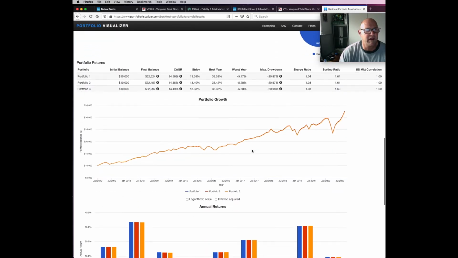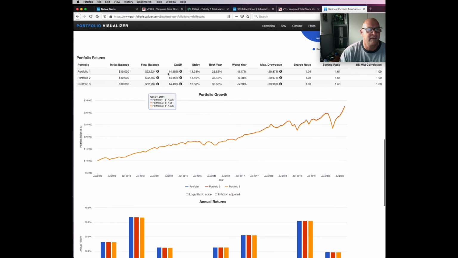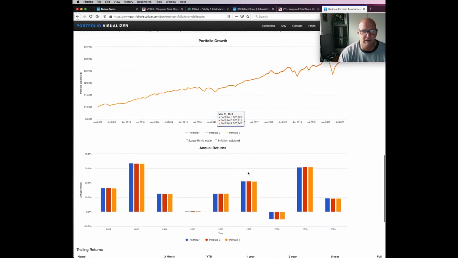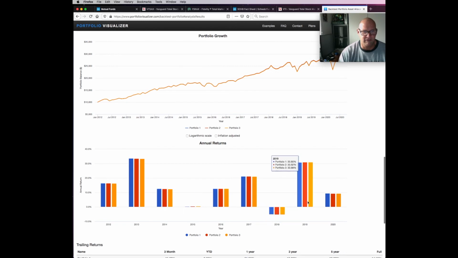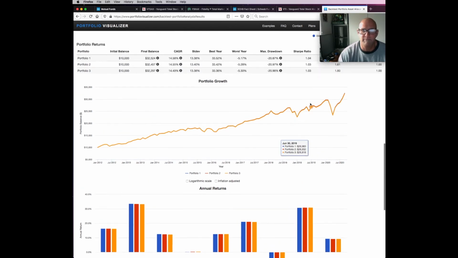Okay, so if we come down here, you guys, look at that. The difference between the three of them. Now, each one may vary just a small amount, but here's the thing. They're within $200 of each other. This one's about $32,200, this one's $32,450, and this one's $32,525. So they're all within a couple hundred dollars in 10 years, you guys. And if we look at it on the bar graph, you can barely even tell a difference. They all move the same, right?